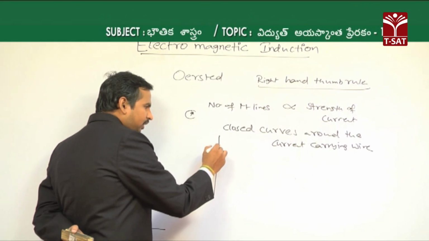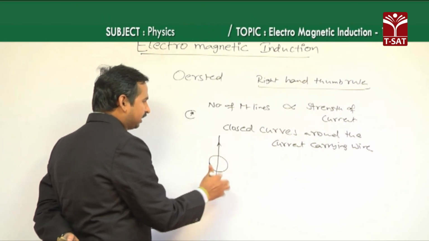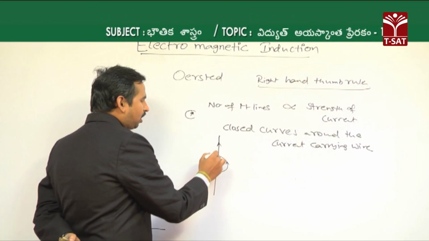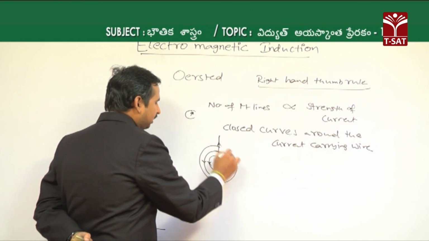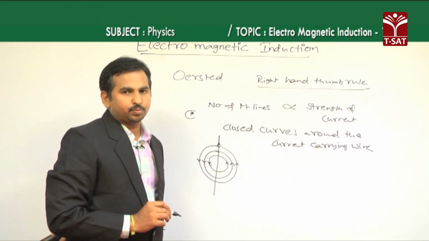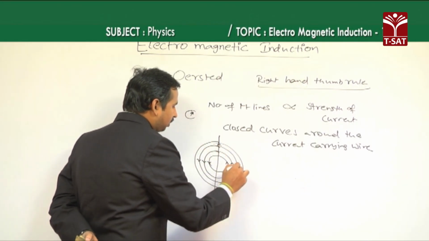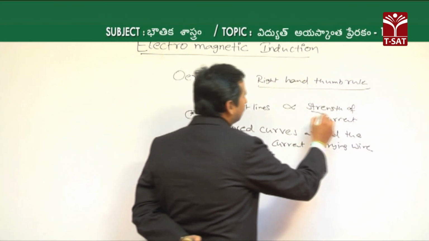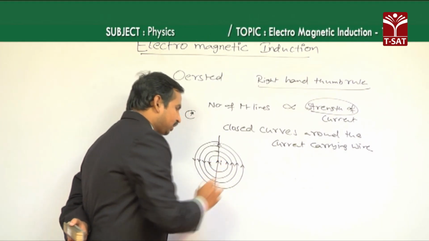Actually, they come like concentric circles around this current carrying wire. For example, if the current is out of the plane, the magnetic lines of force are around it, and we curl the fingers in this direction. Then they come like concentric circles, which means all the circles have the same center. The number of magnetic lines of force depends on the strength of the current we are passing, if it is taken in the upward direction.